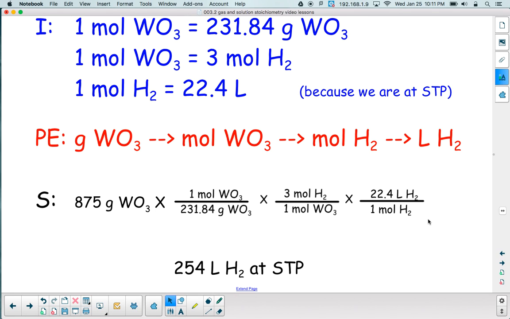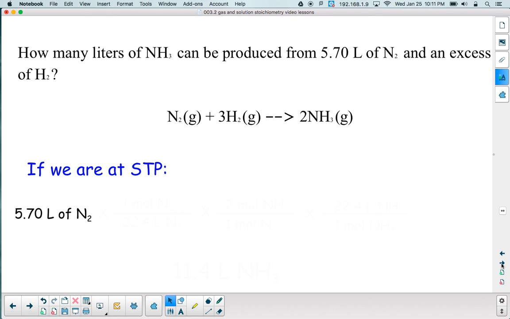There is one other, even bigger shortcut that we can use when working with gases in stoichiometry. For a moment, I don't really need you to write anything down. I need you to just watch how a problem like this would take shape. If I want to know how many liters of ammonia can be produced from 5.70 liters of nitrogen and an excess of hydrogen, it seems at first like I don't have enough information to solve this problem. So just for a moment, let's pretend that we are at standard temperature and pressure and do this similarly to what we have done before.